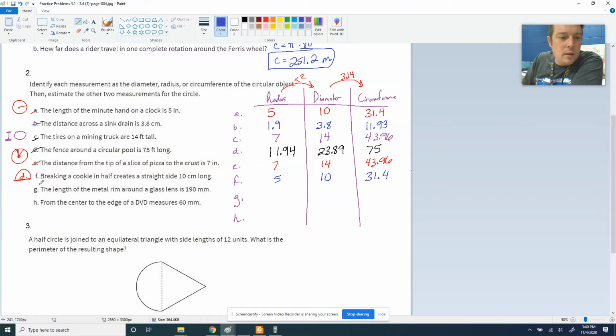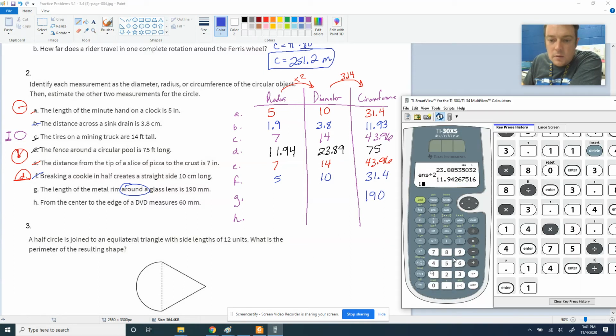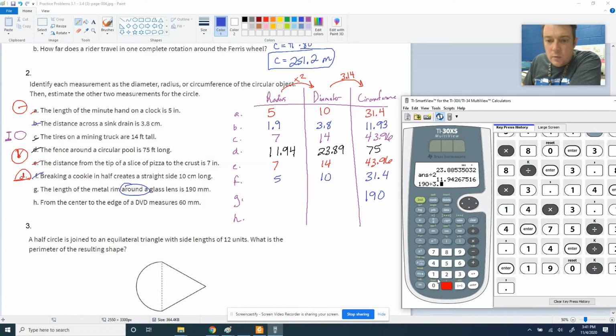All right, so G, the length of the metal rim around a glass lens is 190 millimeters. Around is the key word to know that this is the circumference. So we need to divide the circumference by pi to come back to the diameter. And that will give us our diameter, which is, drumroll, 60.51.